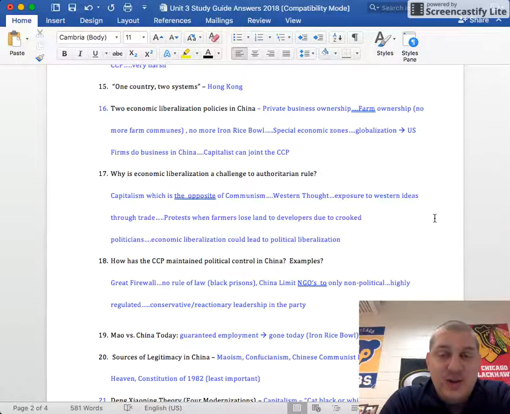Why is this a challenge, though, to their authoritarian rule? It's the opposite idea of communism. It has Western ideas. They're exposed to Western ideas through trade. They're individuals or they're citizens. Again, economic liberalization would lead, hopefully, usually does, to political liberalization.